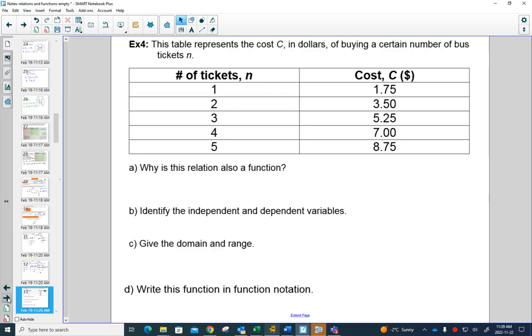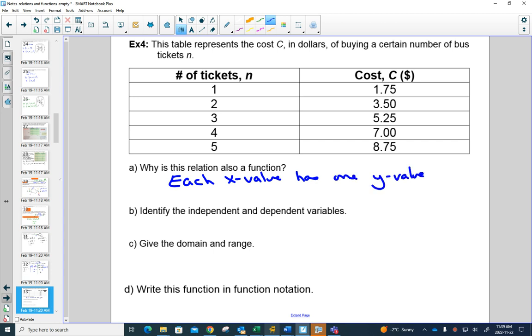All right, is this a function? Yeah. Right? You don't have the same x value hit 2 different y values. Each x value has 1 y value. Makes it a function. Identify independent and dependent.